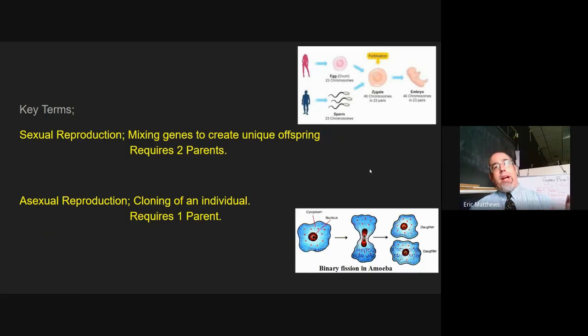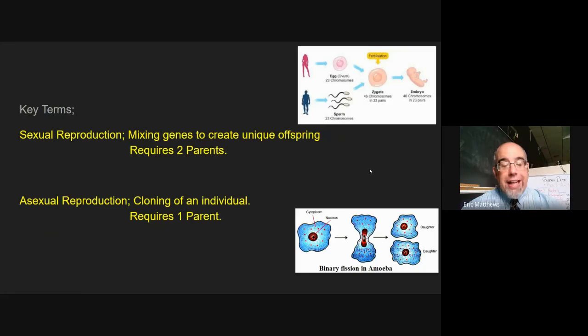Now, this is going to bring up two more terms that we are going to start to see all over the place. I decided to put them in yellow instead of red because we'll be repeating them, but that is sexual reproduction versus asexual reproduction. And I included a little image for each of these. So, sexual reproduction is what humans are most familiar with because we are a sexually reproducing species. We have two parents, we mix genes, and we produce unique offspring.